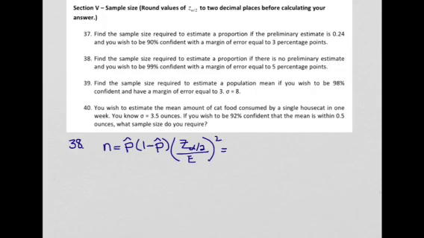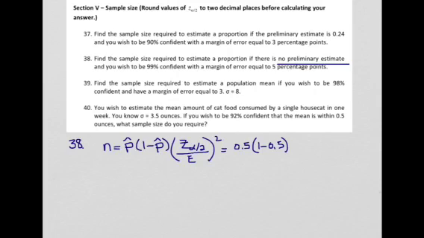Now in this case, we're not given a preliminary estimate, so what do we do for p hat? In that case, we assume that p hat is equal to 1/2, or 0.5, because that way we're not assuming that it's small, like 0.1. We're not assuming that it's large, like 0.9. We're just going for smack in the middle, which is 0.5. And then we have 1 minus 0.5.